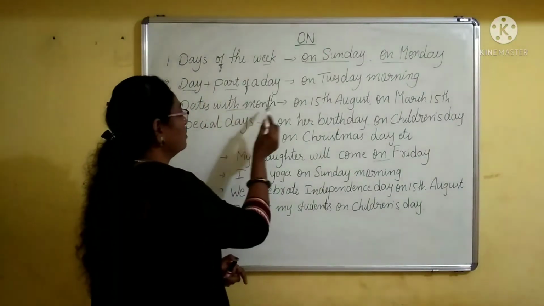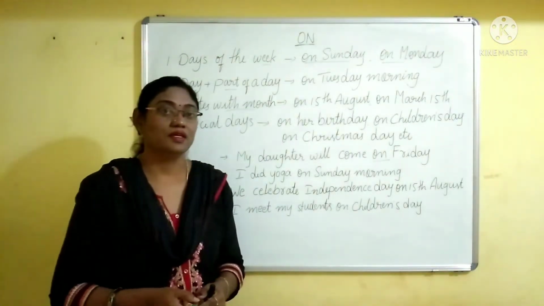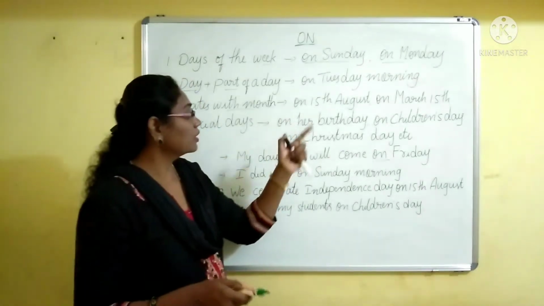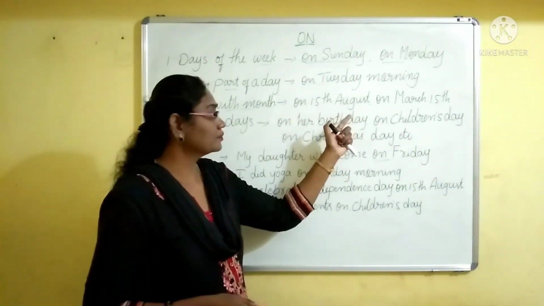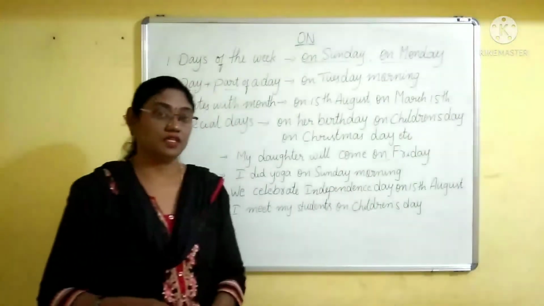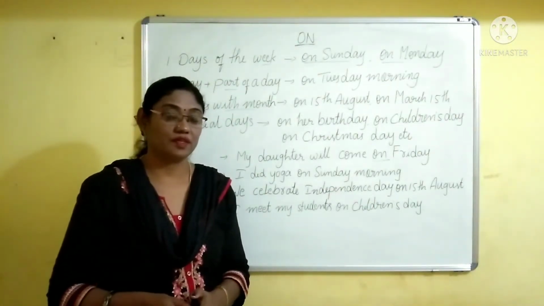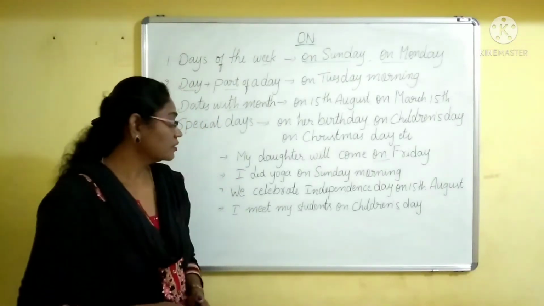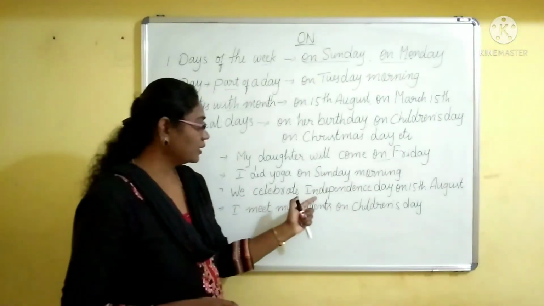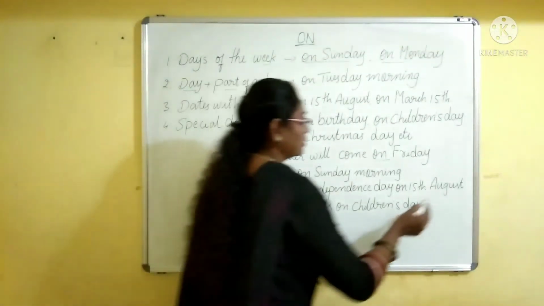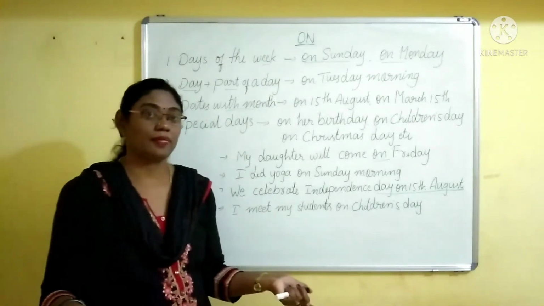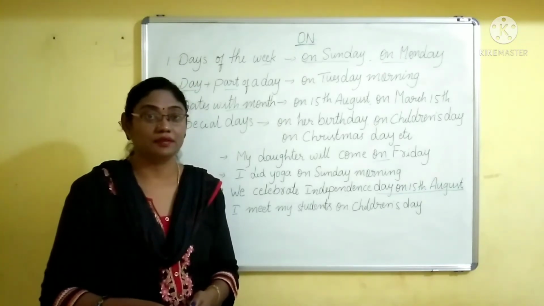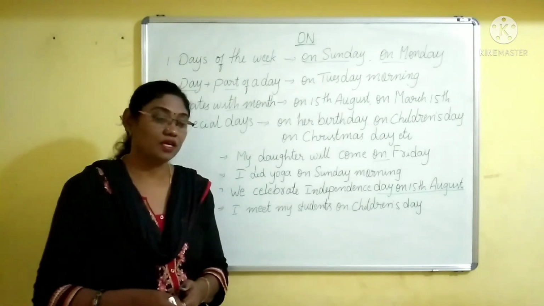Next, dates with month. See, many children will have some confusion in this area, so don't be confused. On 15th August, or we can say on March 15th. Both can be used. Both are right. On 15th August, on March 15th. See, here is an example. We celebrate Independence Day on 15th August. We celebrate Ambedkar Jayanti on 14th April. Isn't it? So in this way we can use it.